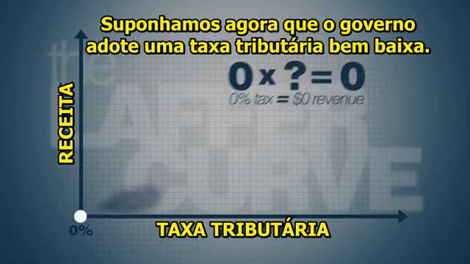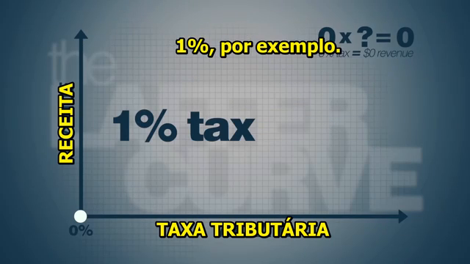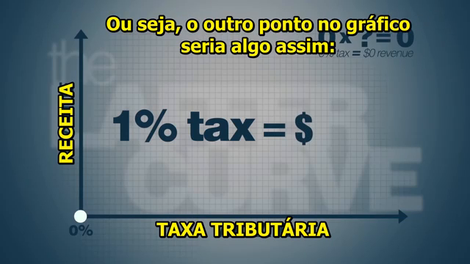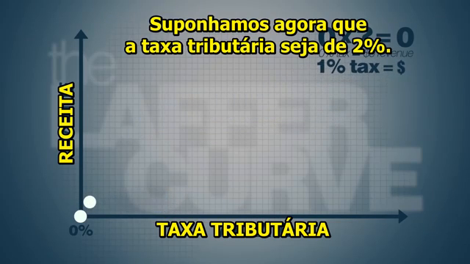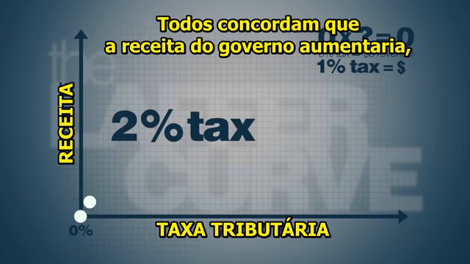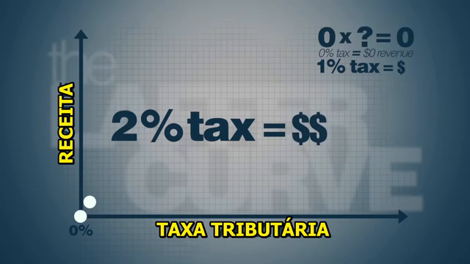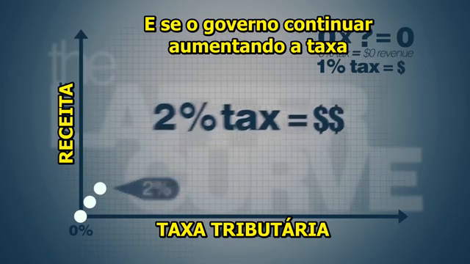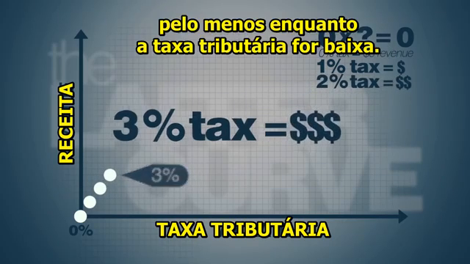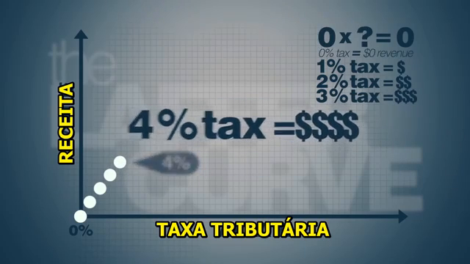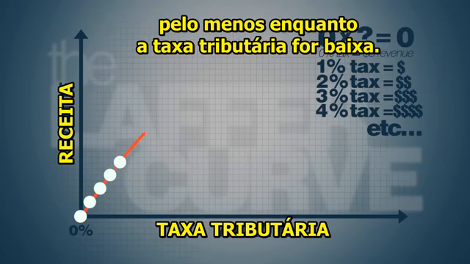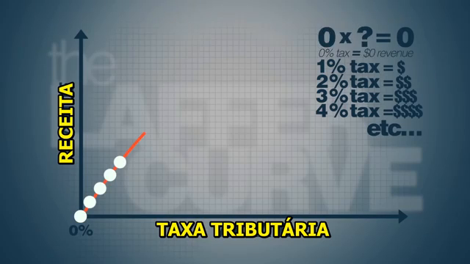Now suppose the government chooses a very small tax rate, say 1%. The government will then begin to receive some revenue from citizens. This means that another point on the curve must be something like this. Now suppose the government charges a 2% tax rate. Then everyone would agree that it will receive even more revenue, which means that another point on the curve must be something like this. And if the government keeps raising the rate, then revenue will continue to go up, at least when we're in the low tax rate part of the graph. This means that if we fill in the curve, it has an upward slope, at least when we're in the low tax rate part of the graph.